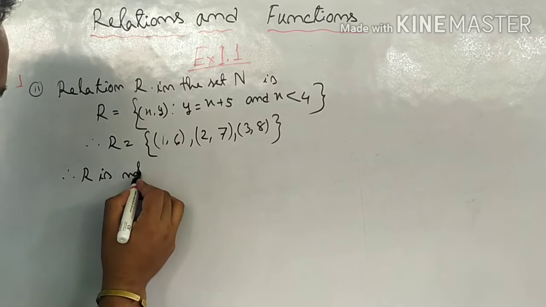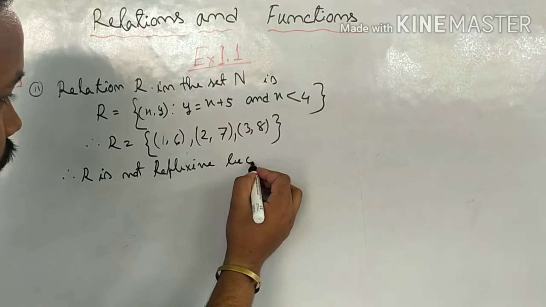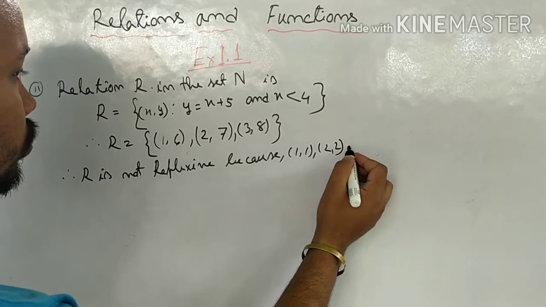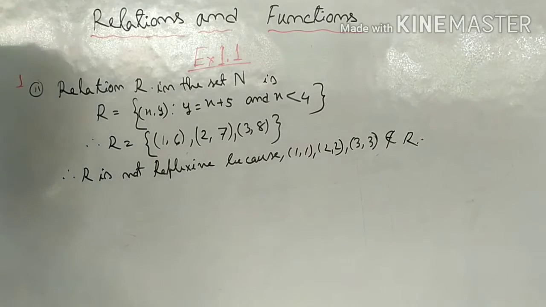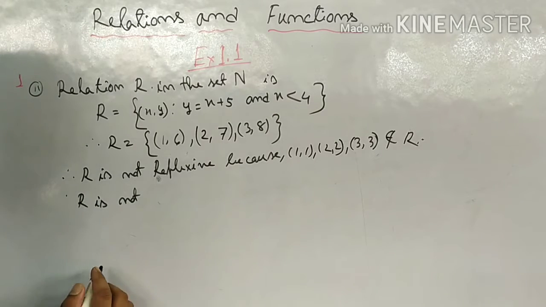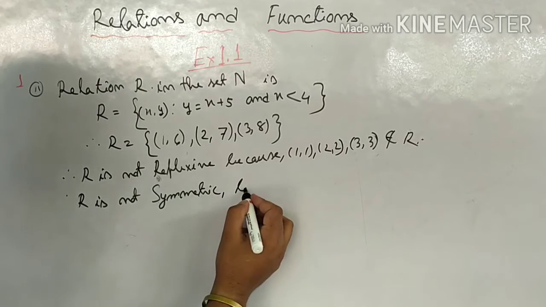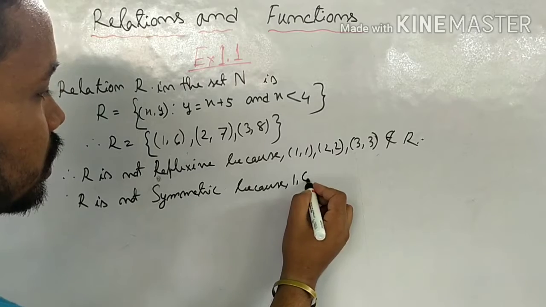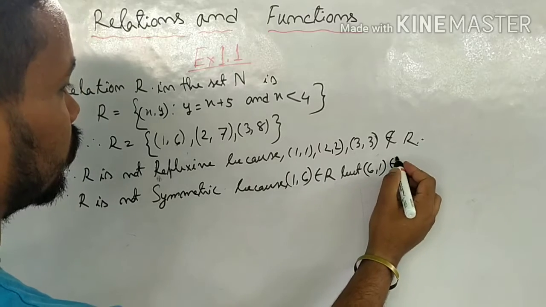Now R is what? Not reflexive, because (1, 1), (2, 2), (3, 3) do not belong to R. R is not symmetric, because (1, 6) belongs to R, but (6, 1) does not belong to R.